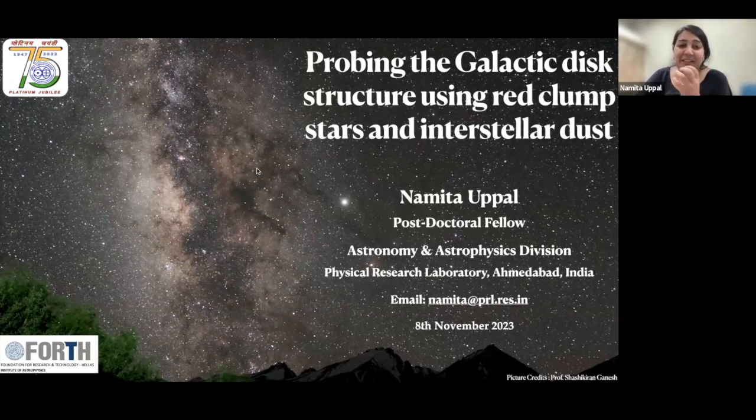This is the night sky view of the Milky Way galaxy. This is a picture taken by my supervisor. Here we can see there are a lot of dark lanes and bright glow. All these are part of our Milky Way galaxy.